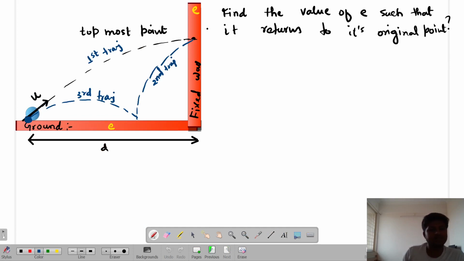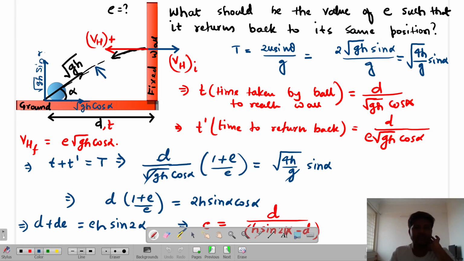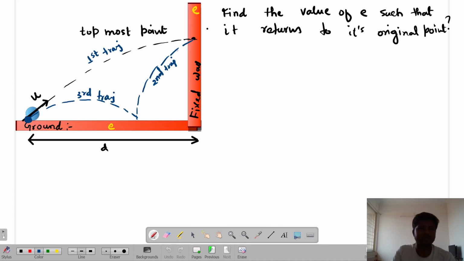If it is not following the same trajectory, then the value of e should be different now, because the velocity is changing. Here we tuned our velocity in such a way that it follows the same trajectory, and then we calculated the value of e. There also we can do the same thing, but here the velocity will come out different because it is falling over here only. So you find that velocity first and then you find the value of e.